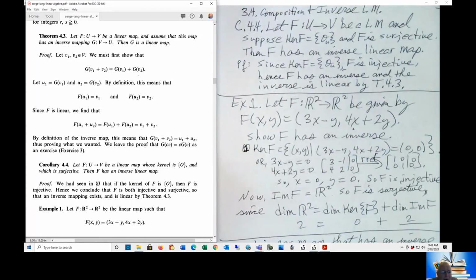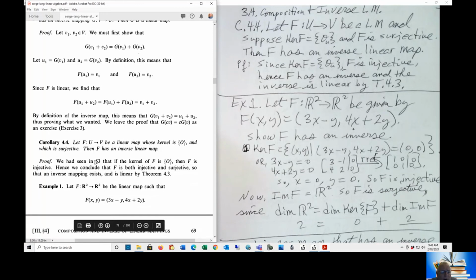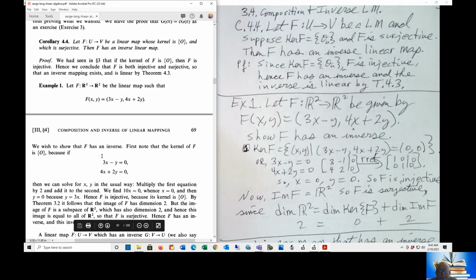Now, as a corollary, corollary 4.4. Let F be a linear map from U to V. Suppose the kernel of F is trivial and F is surjective, that is, onto. Then F has an inverse linear map.